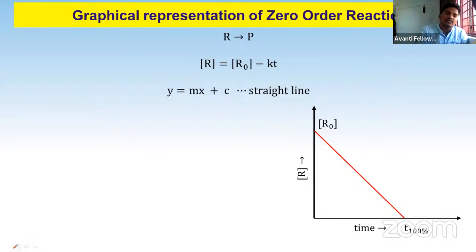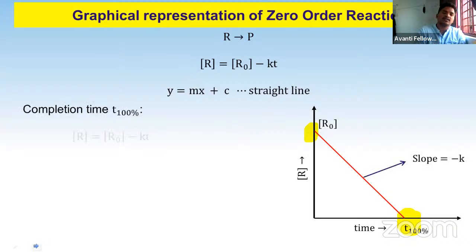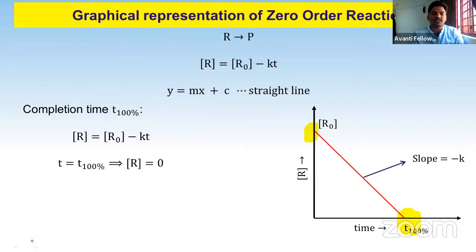At time t equal to 100%, the concentration has reached its maximum, R naught being the maximum concentration of the reactant. So this is the graph specification. The slope is minus k, R is equal to R naught minus kt. At time t equal to 100%, the line is going to intersect the axis.